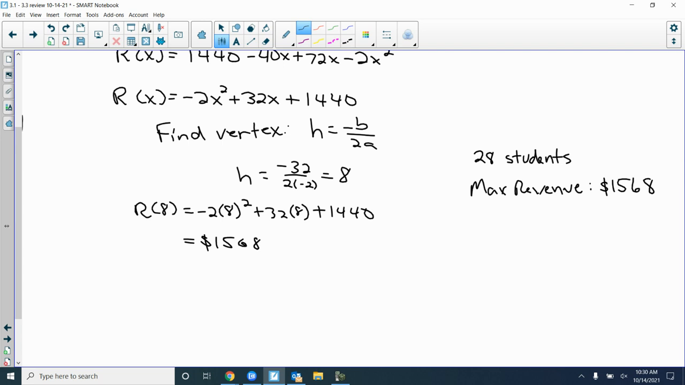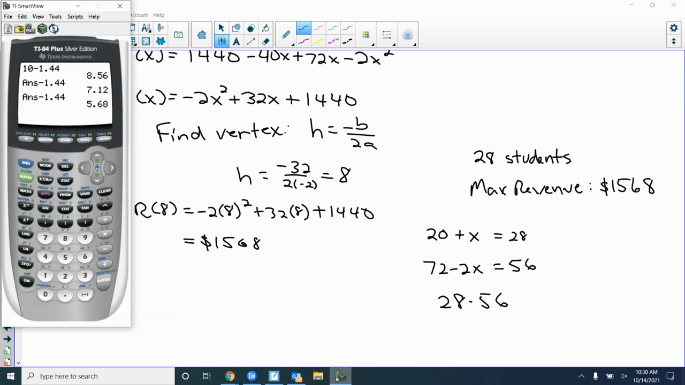We said the number of students, when we set up the equation, was 20 plus x. So that's going to be 20 plus 8, 28. And the cost was 72 minus 2x, so that's going to be 56. That 28, the number of students, times 56, better give you 1568. Okay, so that's the second way you get that answer.